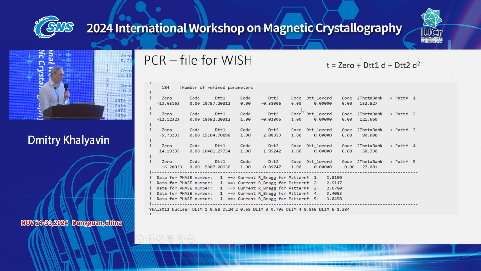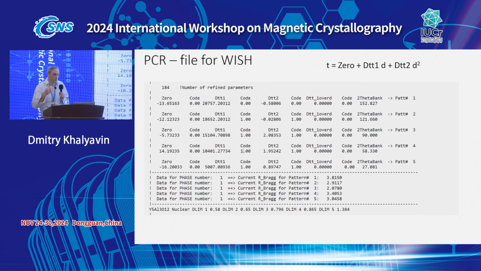It's a way to transfer data from time of flight to d-spacing. So it's how the program calculates the position of a Bragg peak in time of flight. So it's just zero plus DTT1 times d plus DTT2 times d squared. So in an ideal case, we need only one parameter, DTT1. That's the parameter called the diffractometer constant, which depends on the geometry, on the length of our diffractometer, and ideally the position of the Bragg peak will depend just on this parameter.